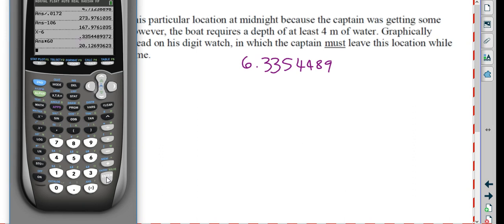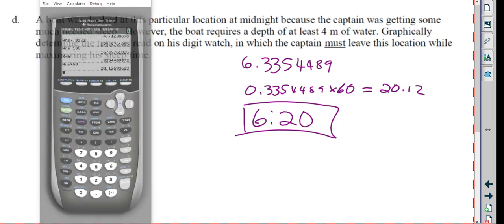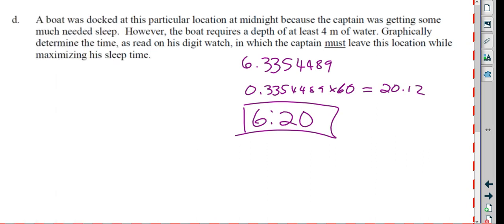So at 6:20.12, it will still be above 4 meters. 0.3354489 times 60 equals 20.12. So 6:20, as shown on his digital display. Now, if you're smart, you're leaving at 6, but not.